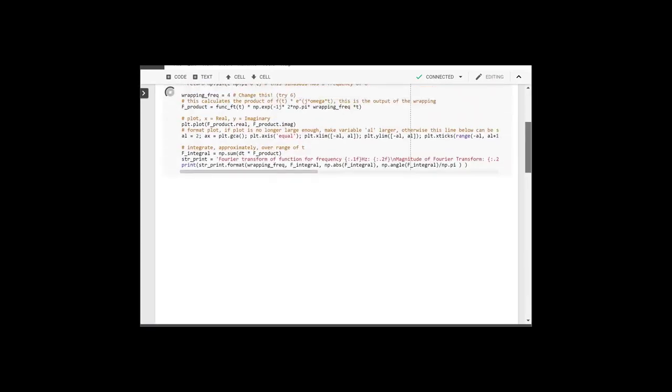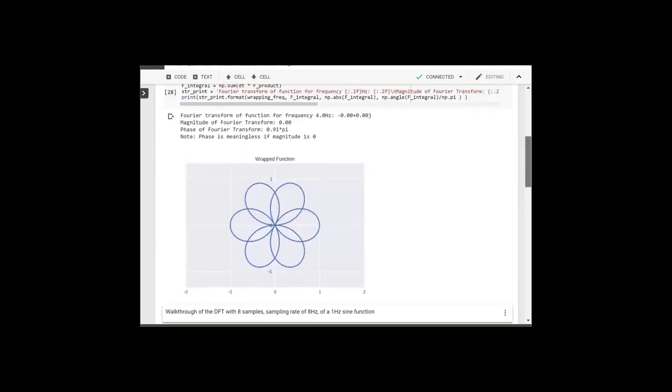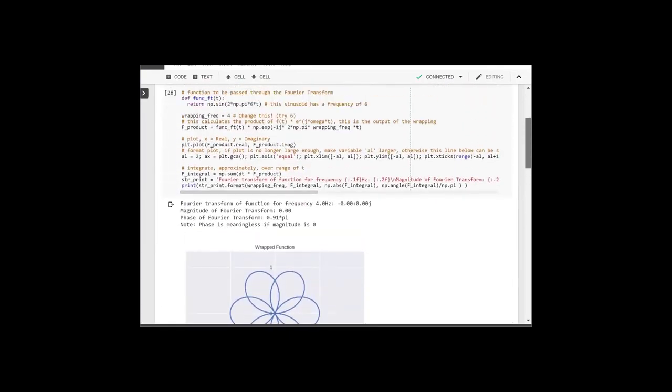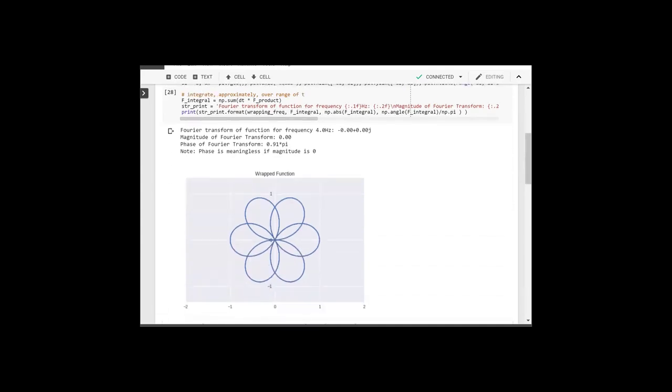Oops, I left that one at. Okay. And so hopefully this little exercise helps you understand what the Fourier transform is actually doing when it is multiplying by this seemingly weird e to the j omega term. What it's doing is it's taking your function and wrapping it around the unit circle a number of times based on that wrapping frequency, that omega that you're choosing. And then it's integrating over it.